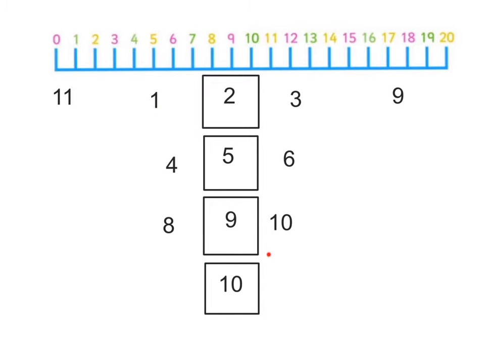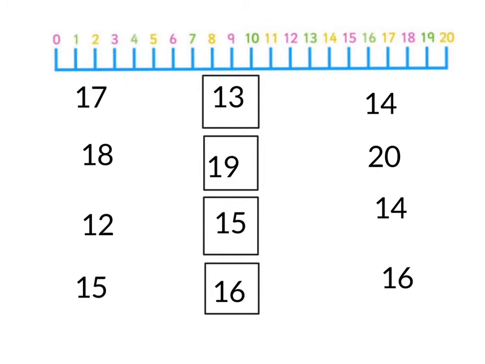Now let's look at the number 10. The number before 10 is 9. And the number after 10, the number that's 1 more than, is 11. Now let's look at these teen numbers and work out what comes before and what comes after.